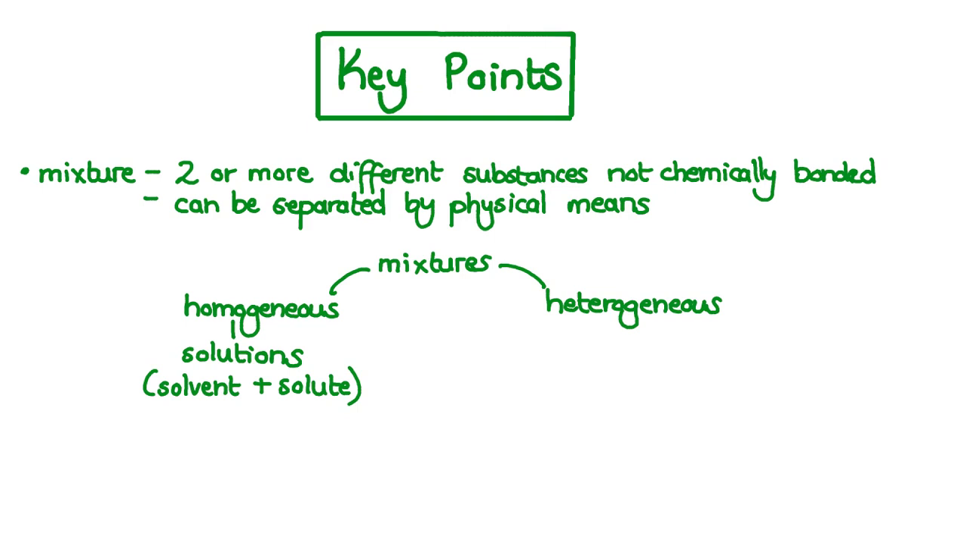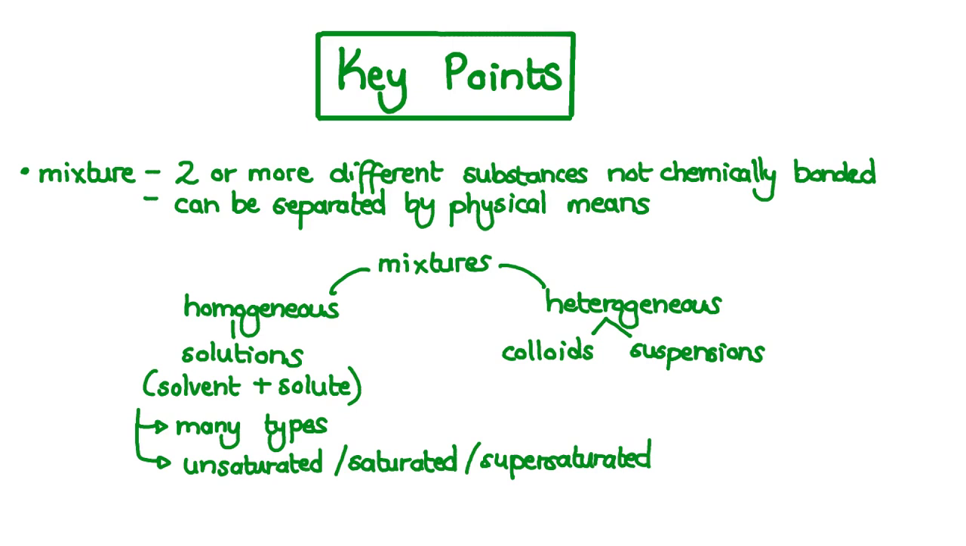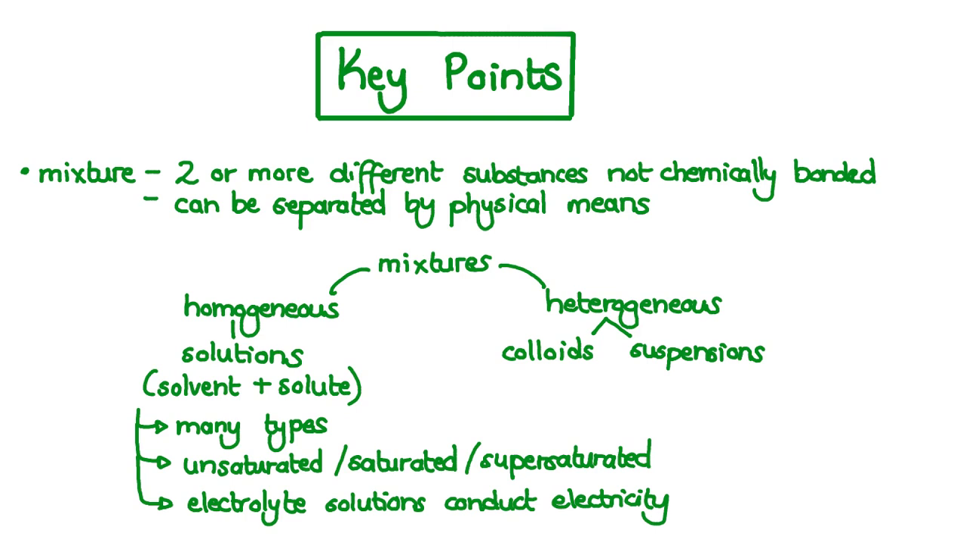Heterogeneous mixtures, on the other hand, have non-uniform composition and properties throughout. The examples we looked at were colloids and suspensions. We saw that there are many types of solutions, depending on the state of the solvent and solute, and that solutions can be unsaturated, saturated, or supersaturated, depending on the amount of dissolved solute. And lastly, we looked at a specific type of solution called an electrolyte solution, which contains cations and anions capable of conducting electrical charge.